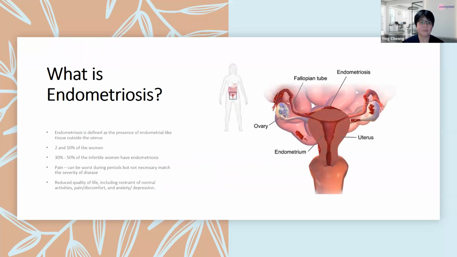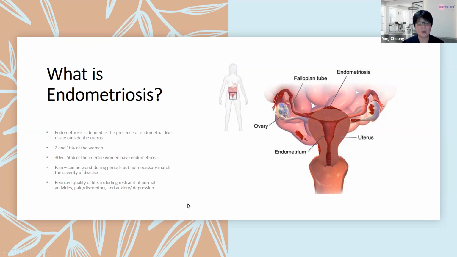So the first slide shows an explanation of what is endometriosis. And endometriosis, generally speaking, is defined as the presence of endometrial-like tissue outside the uterus. Okay, so you can see the uterus is there, the lining of the womb, or the endometrium, as we call it medically. You can see these red lesions here, the example of endometriosis.